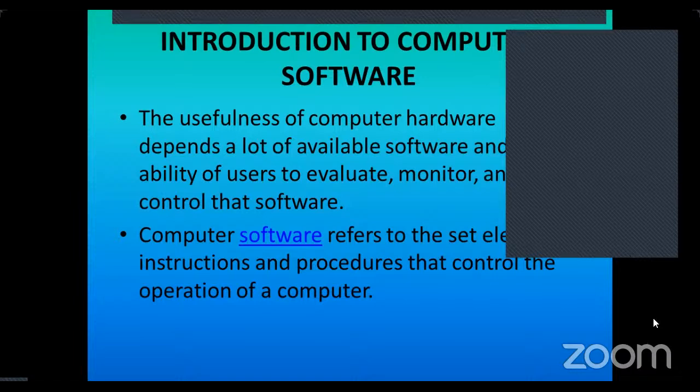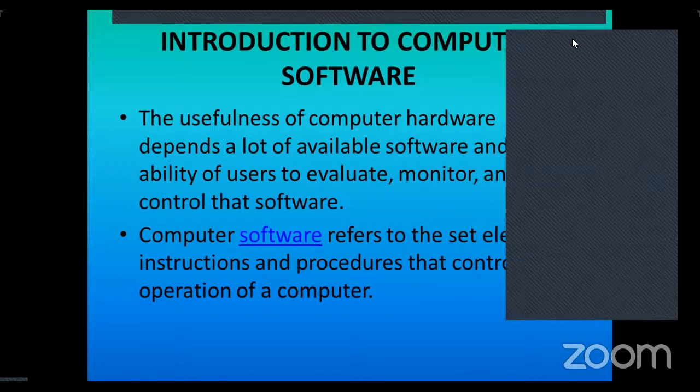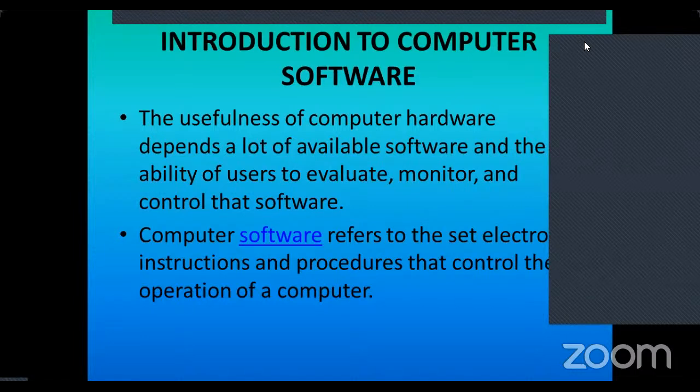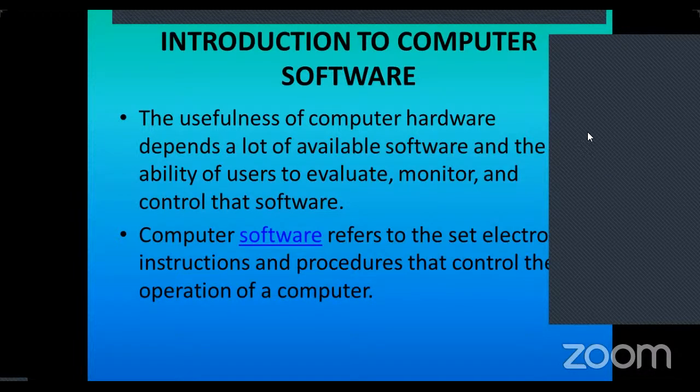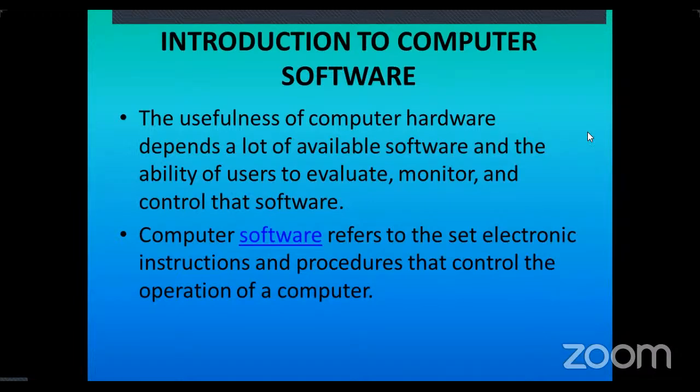Introduction to computer software. The usefulness of computer hardware depends a lot of available software and the ability of users to evaluate, monitor, and control that software. Computer software refers to the set... there is some black screen. Okay. Sorry about that. Computer software refers to the set of electronic instructions and procedures that control the operation of a computer.